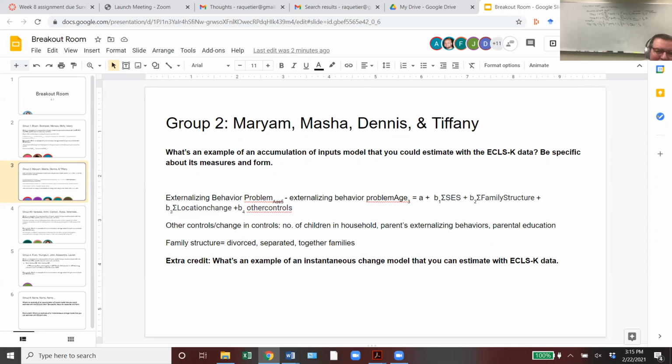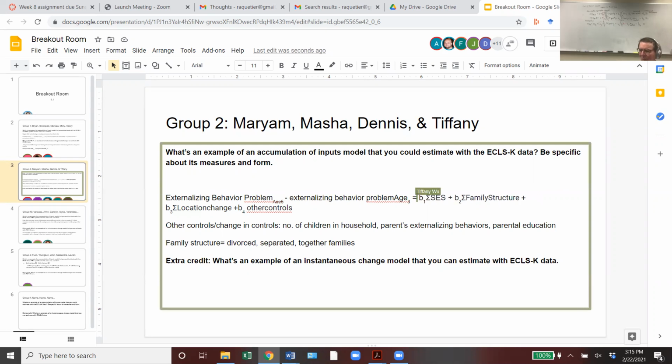Okay. I have a question. I think there is a possibility for it. Yeah. But, I mean, if you don't really know which is which, you can do a test, because it's different models coming out of the accumulation of inputs and instantaneous change, right?